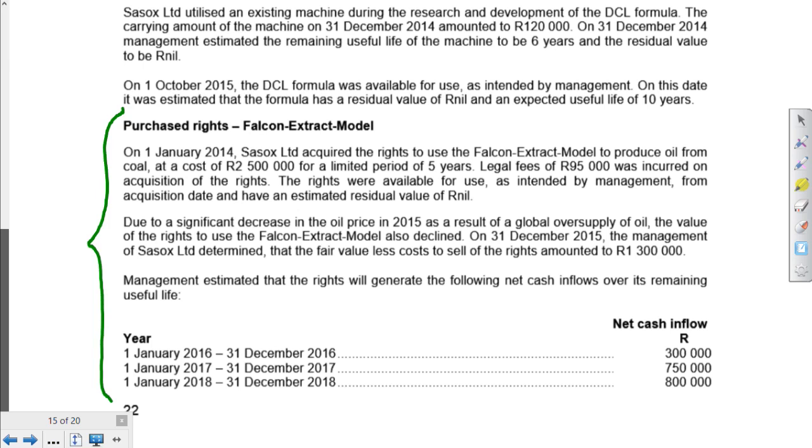On the 1st of January, SASOX acquired the right to use the Falcon extract model to produce oil from coal at a cost of 2.5 million rand for a period of 5 years. Legal fees of 95 were incurred on the acquisition of the rights. Do you agree? The 95 of legal fees would be included in my cost. I will add it to my cost of acquisition, and so my cost of acquisition is actually 2,595. Remember that for tax, legal fees are not deductible. So when I'm working out tax base, it won't include the 95. It will only be on the 2.5.